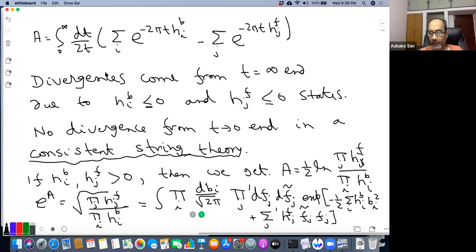Here the problems are somewhat different, right? It's called Fischler-Susskind, but it's not quite the Fischler-Susskind kind. That's right. It's Fischler-Susskind only in the sense that there is the cancellation between two divergences. That's right. But it's not exactly what you call Fischler-Susskind.